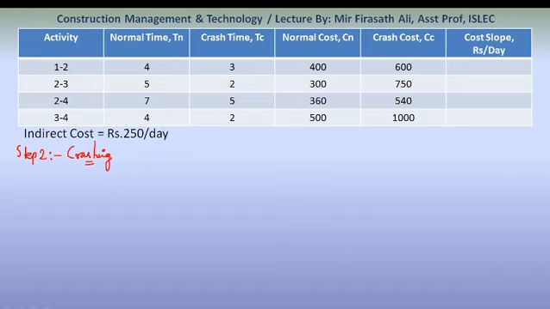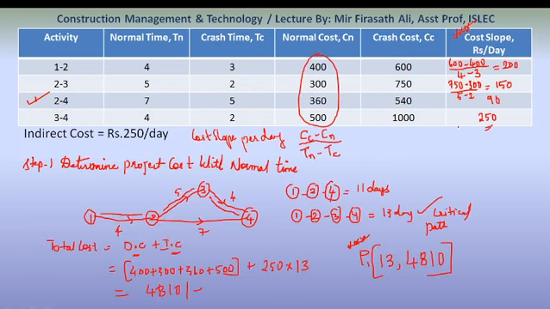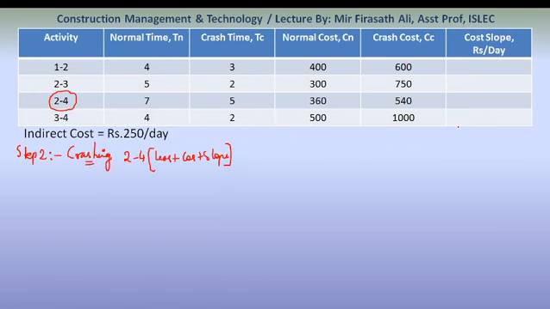How to start crashing? First, which activity will start? We will go with activity 2 to 4. Why? Least cost slope. Activity 2 to 4 has the least cost slope of 9. What is the cost slope? 200, 150. From the previous table we can write these values.